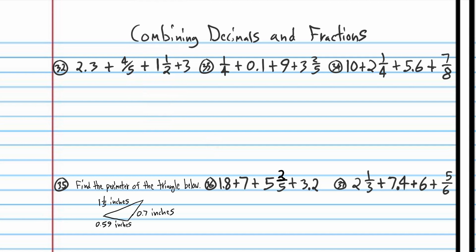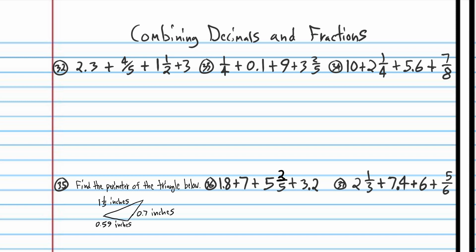In the next problems, all we're doing is adding a bunch of expressions. But the problem is we have decimals and fractions. We can't add a decimal with a fraction. We have to either convert all of these to decimals, or convert all of these to fractions and get a common denominator. So again, this is just another situation where you have decimals and fractions, and we have to deal with them.